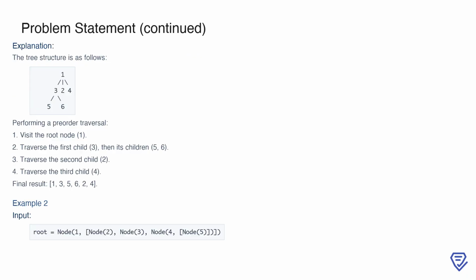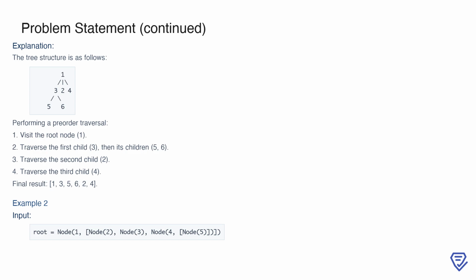To better understand how the traversal works, let's break down the example step by step. The tree structure can be visualized with 1 as the root, which has 3 children, 3, 2, and 4. Node 3, in turn, has 2 children, 5 and 6. The preorder traversal begins by visiting the root node, which is 1. Then, we move to its first child, 3, and visit it. From node 3, we proceed to its children, visiting 5 first, followed by 6.